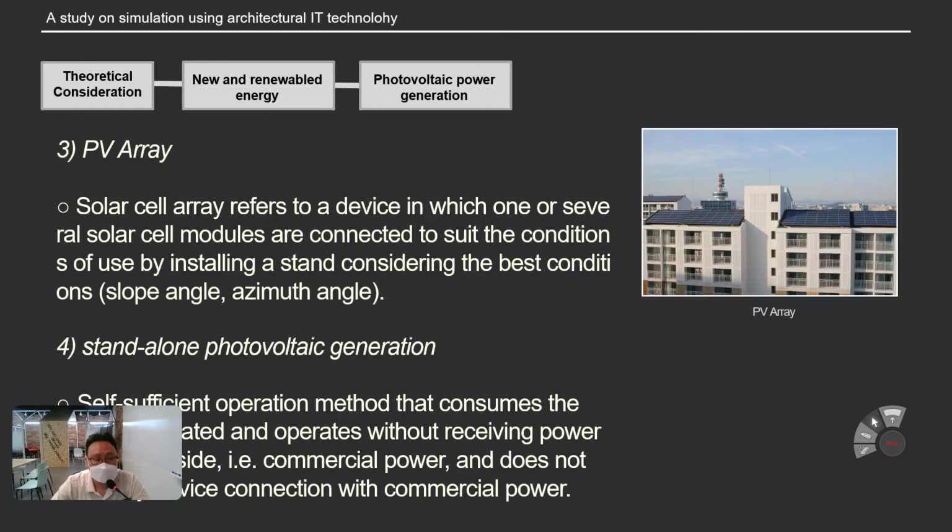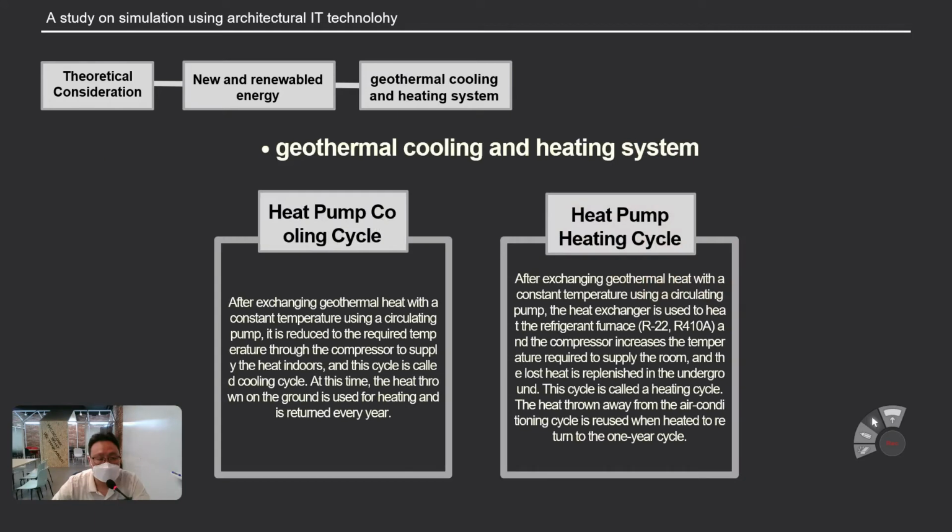The next is the PV array. The solar cell array refers to a device in which one or several solar cell modules are connected to suit the conditions of use, installed considering the best conditions. The right picture is the PV array.